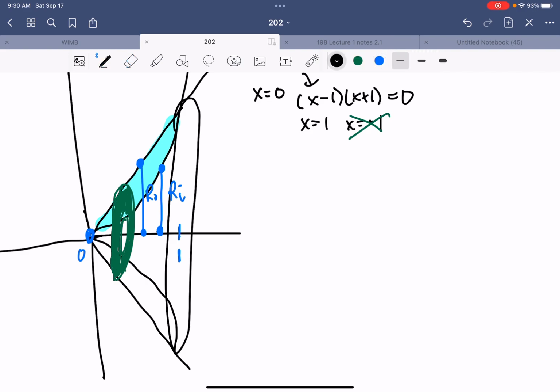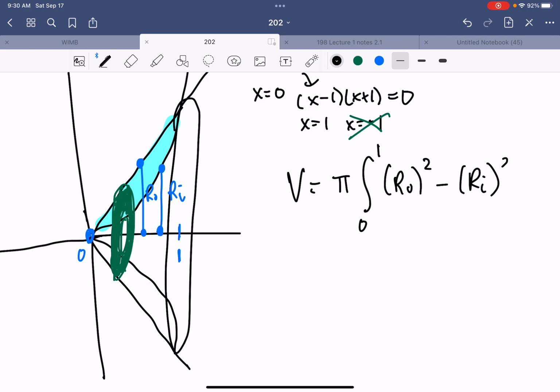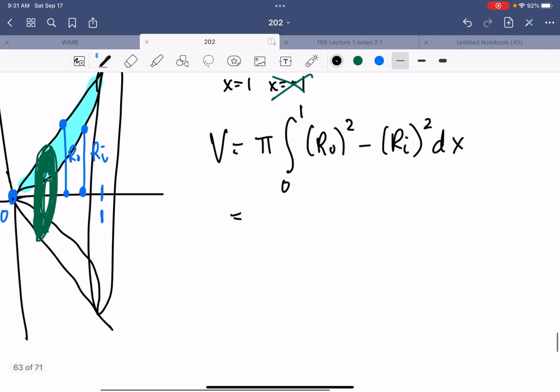In order to find our volume, we need pi times the integral. We're integrating, our x values go from 0 to 1, so we use our boundaries as 0 to 1. Now, what I want is my r outside squared minus my r inside squared, because this is a washer, and we're integrating with respect to x. So, let's see, integral from 0 to 1.